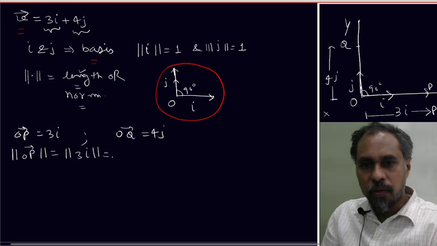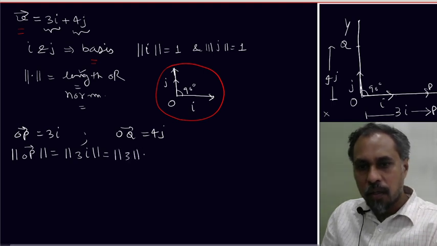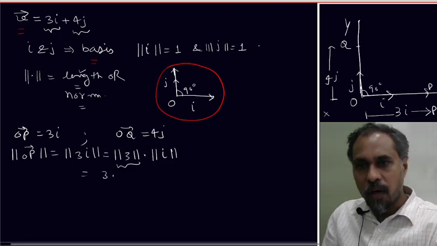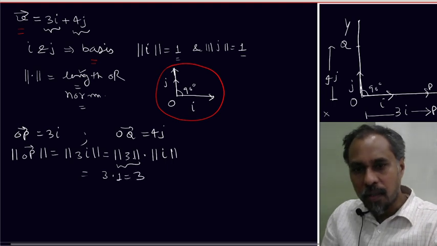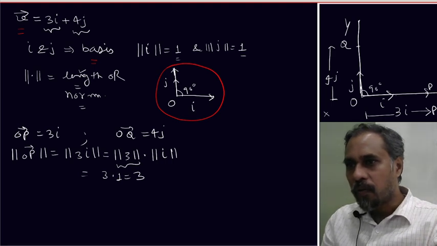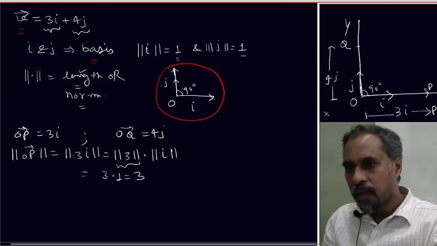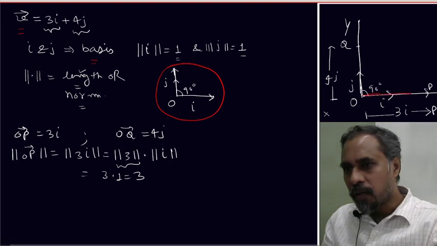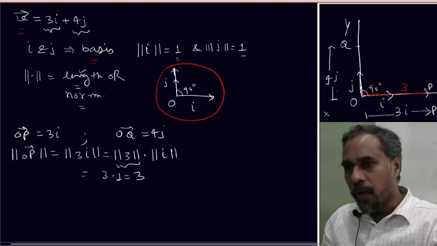The norm of 3i: the norm has a distributive property. So the norm of the scalar quantity 3 multiplied by the norm of the vector quantity i, and the scalar remains 3 multiplied by the norm of i. The norm of i is 1. So 3 multiplied by 1 is 3. So the length of this line will be 3. I mean, 3 units I can move from the origin to the point P.